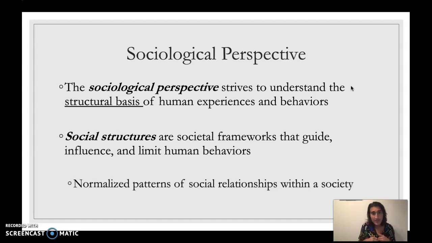Okay? So another simplified way to think about social structures would be to call them normalized patterns of social relationships within a society, right? Sociology is the science of studying patterns of predictable human behavior. So as we'll talk about throughout this presentation and in the coming weeks here, human beings become very predictable when we look at them at the group level, right?